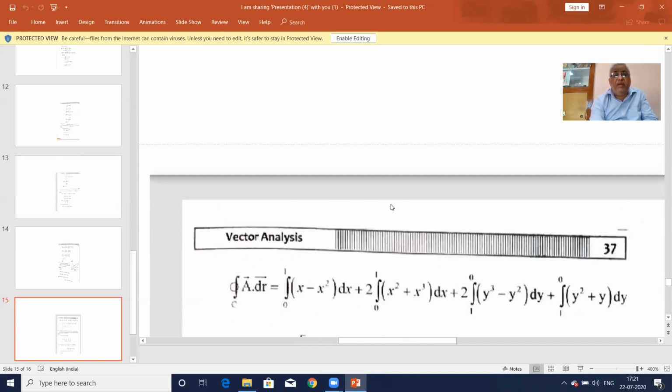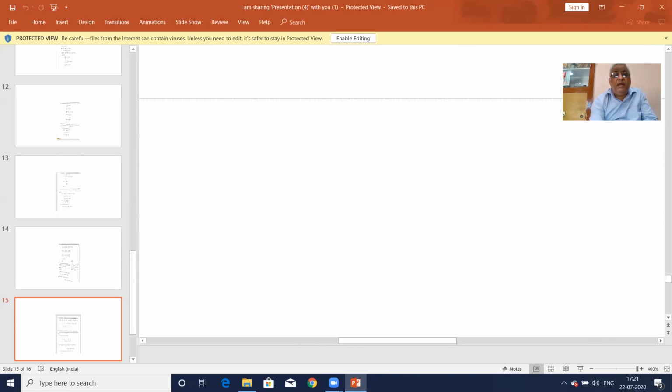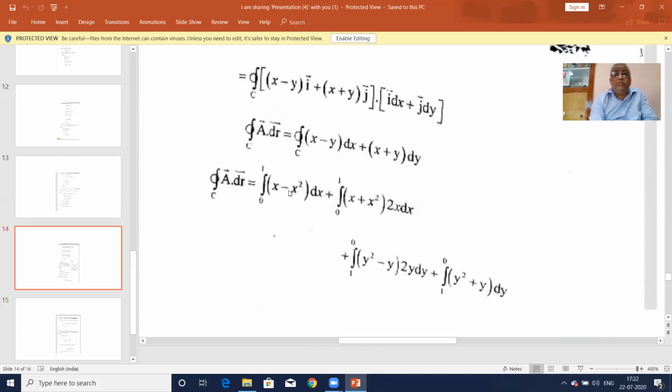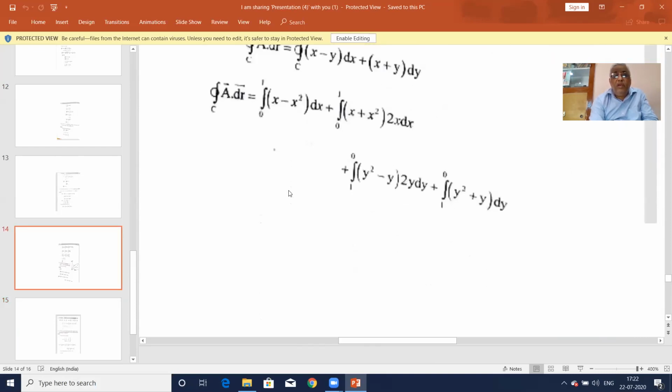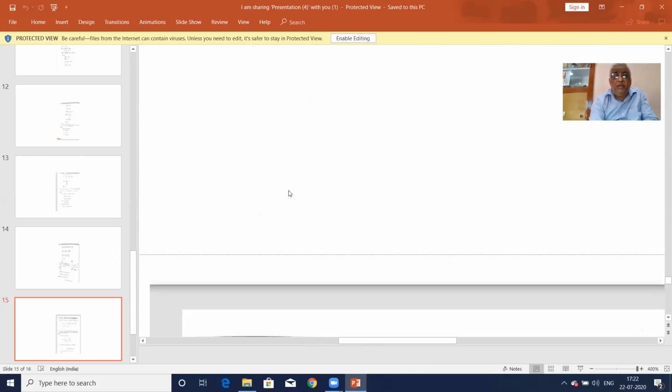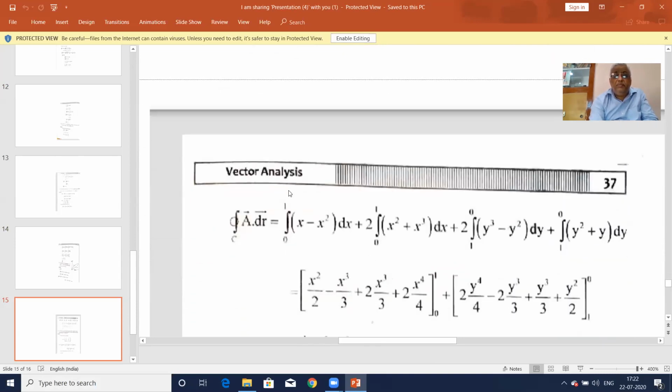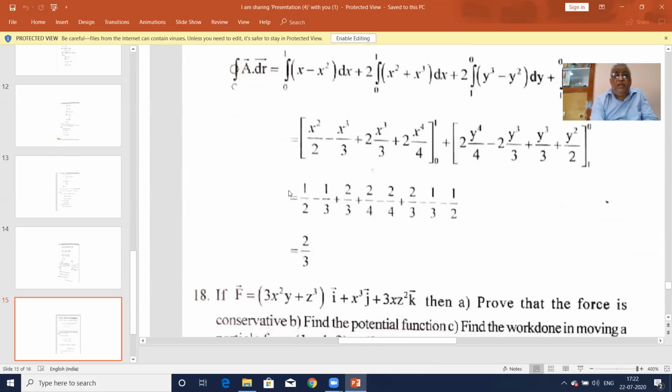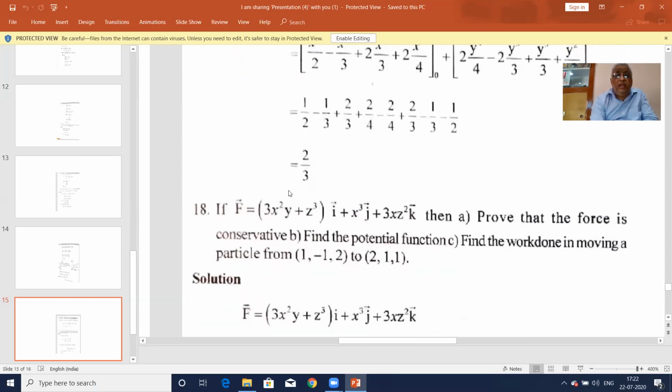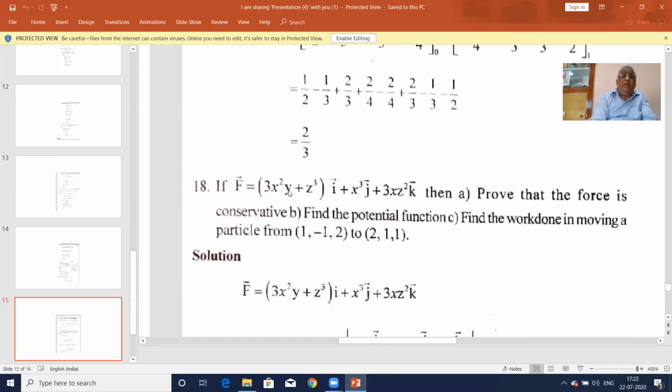Similarly, the same problem we are getting on the vector line integral also. We are getting a similar problem. So again, this value is 2 by 3. And I think this is the last problem.